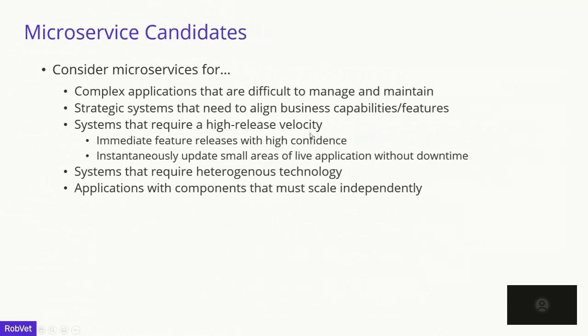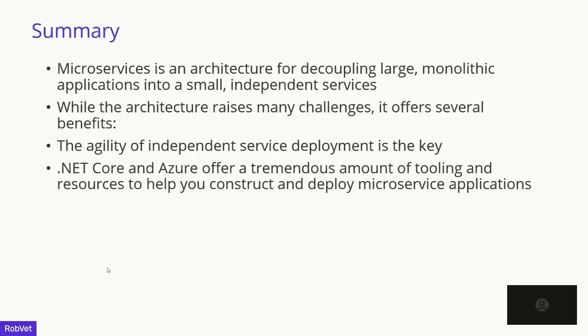And again, we need to be able to instantaneously update small areas of a live application without bringing it down, right? If we have systems that absolutely require heterogeneous technology, you know, we need to build some in Java, we need to build some in .NET Core, that's just the makeup of our teams, again, they could be a candidate. And again, if we have applications with components that absolutely must scale independently, that as well too might make them a candidate. So again, not every application is going to really be a good candidate for a microservice. So again, these are applications I think that tend to play well. So again, we talked about microservices.